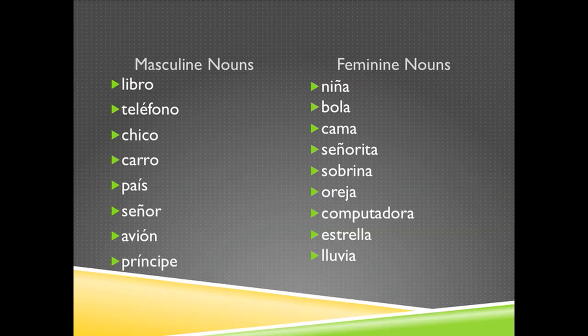Okay, masculine nouns and feminine nouns. So here's a few more examples. Look carefully at each list and note again the endings. It's pretty much like the other slide. And again, nouns ending in A are considered feminine, while nouns ending in O or a consonant or non-A vowel are considered masculine.